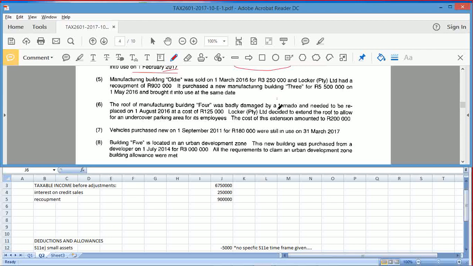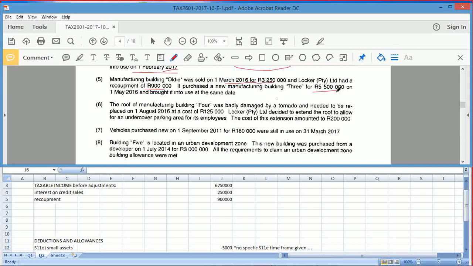Okay, so in this scenario, how much did the building cost? 5.5. So are we looking at the building that we sold, or are we looking at the building that we just bought? The building that we sold gave rise to recoupment. Yes, sir. The recoupment goes as part of your income. Okay, that's the income, because you're undoing what happened, basically. Then you're looking at the new building that you purchased, right? And that was brought into use on the same date.